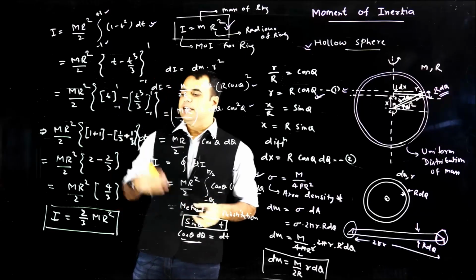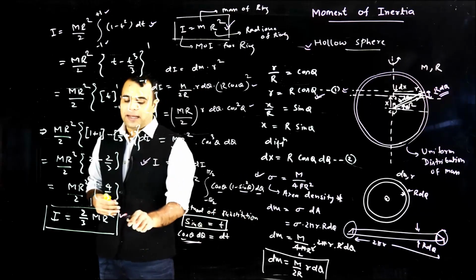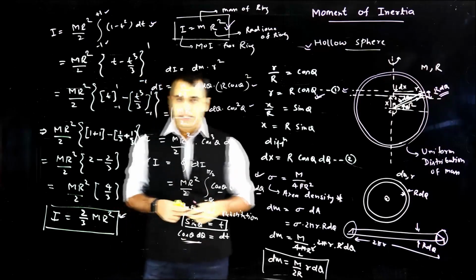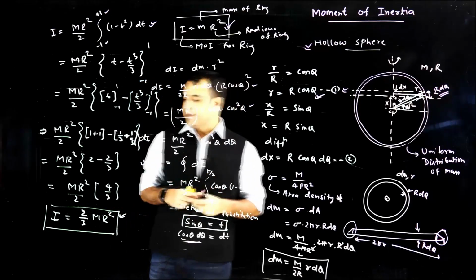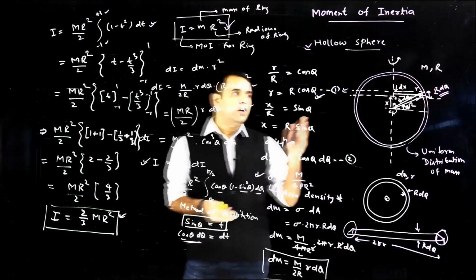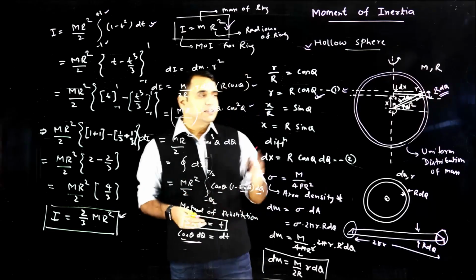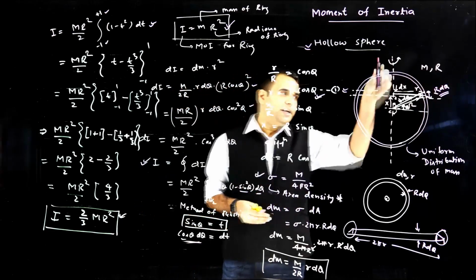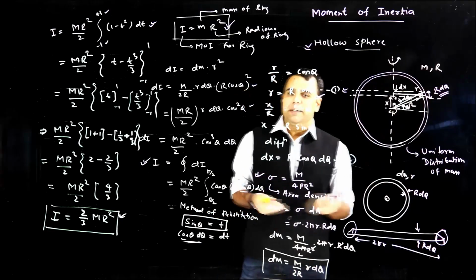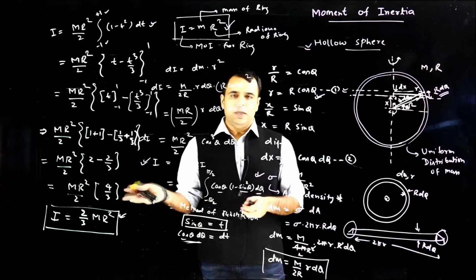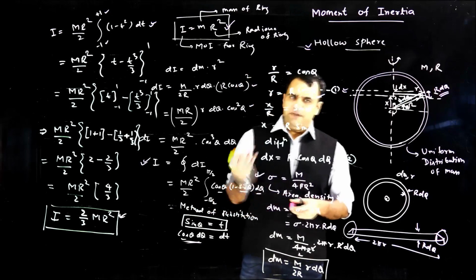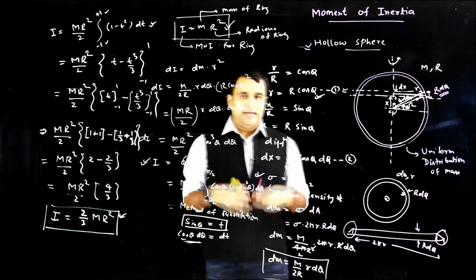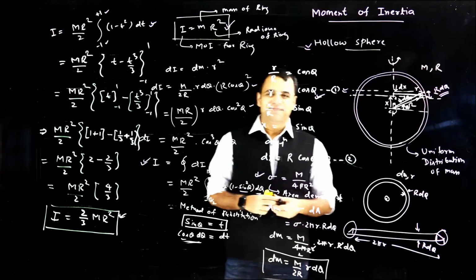And then after integration, we got this value, 2 by 3 mr square, where m is the mass of the hollow sphere and r is the radius of the hollow sphere. So this is the moment of inertia for a hollow sphere about its diameter. Now this diameter can be in any direction. It can be here, it can be here, it can be any diameter. So this is the formula. You can memorize this formula, and in future you can use it to derive some different formulas. Okay, thank you.